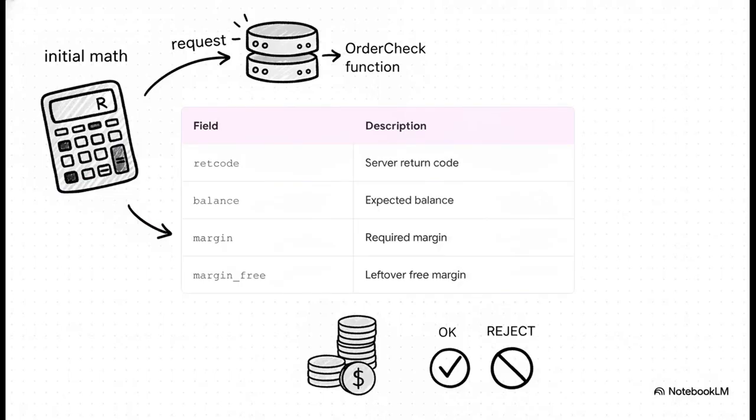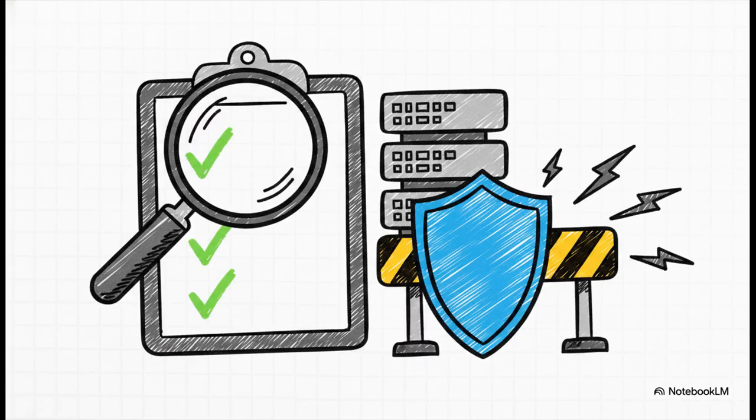Okay, so once you've done that initial math, you pack your proposed trade into a request and hand it over to the OrderCheck function. OrderCheck is amazing. It essentially simulates the trade on the server and fills out the MqlTradeCheckResult structure. It tells you exactly what your balance, required margin, and free margin will look like after the trade. Plus, it gives you a retcode, a return code, indicating flat out if the server would accept or reject this maneuver. By running your trade request through OrderCheck first, you know exactly what the server's response is going to be before you ever risk a live execution.